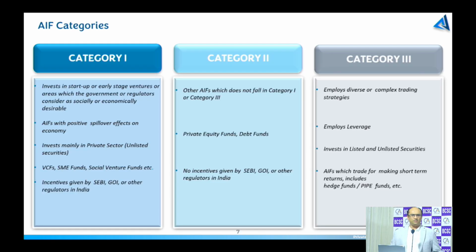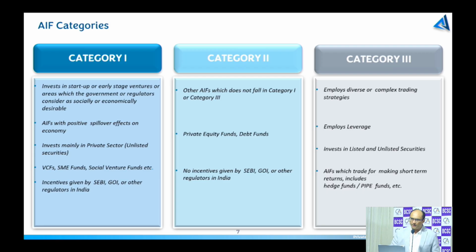Category wise, there are three categories where AIFs are defined. Category 1 AIF is mainly focused on early stage venture investments, something that has a positive spillover on the economy and the employment generation agenda. It pushes the employment generation agenda for the government. It mainly invests in unlisted securities in private sectors. Popular funds in this category are venture capital funds, SME funds, social venture funds. And there are a lot of incentives given by SEBI and Government of India to promote this category.